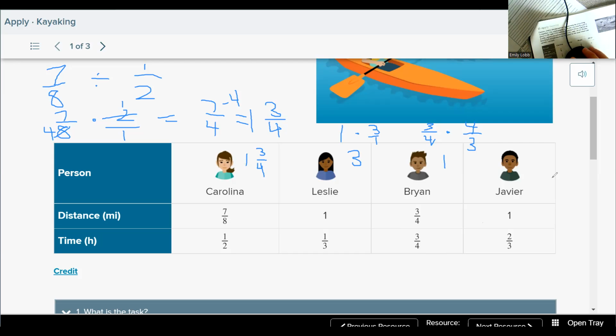And Javier, 1 divided by 2/3. So this is going to look an awful lot like this one, except we're going to take the first, change to multiplication, and then flip the fraction. So I have 1 times 3, which is 3, 1 times 2, which is 2. So I have 3 halves here, which is 1 and 1/2. So we have Carolina, Leslie, and Brian and Javier's rate. So who's going the fastest? Leslie. Excellent.